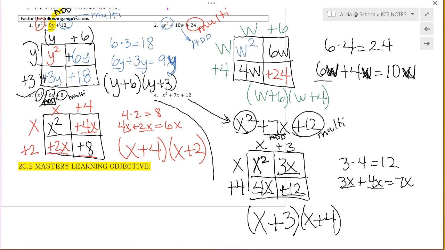All right. Ignore that 2C.2 mastery learning objective. That's supposed to be on the next page. But you can go ahead and get started on 2C.1 activity. Good luck, guys.